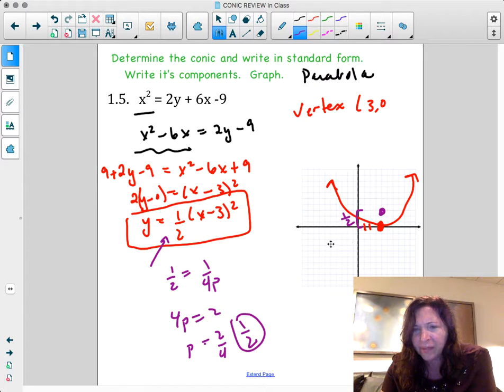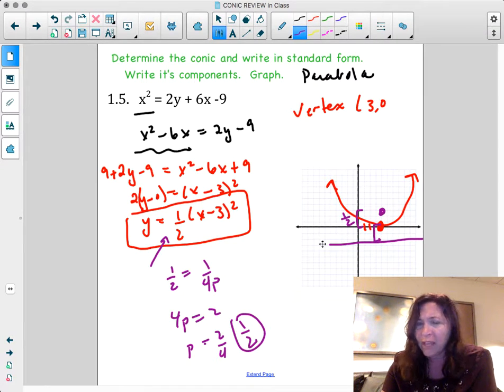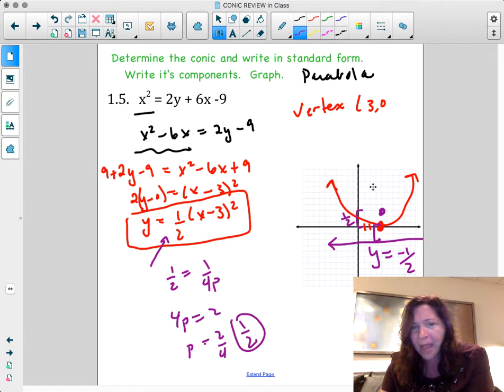It also means that the distance down here from my vertex to my directrix is 1/2. So the equation for my directrix is going to be y equals negative 1/2. And the point of my focus is going to be 3, positive 1/2.